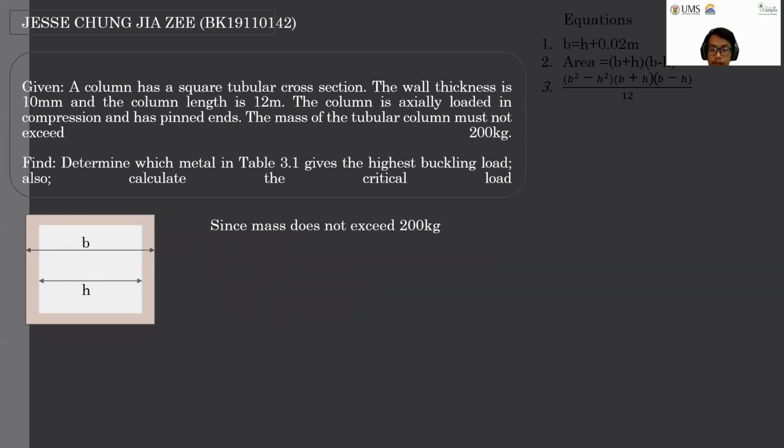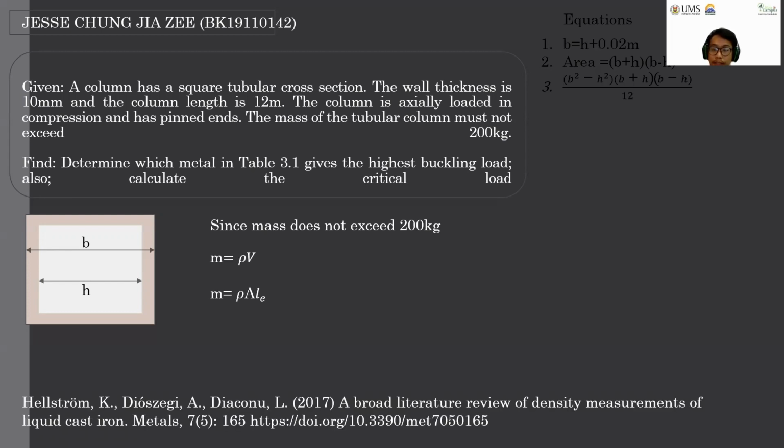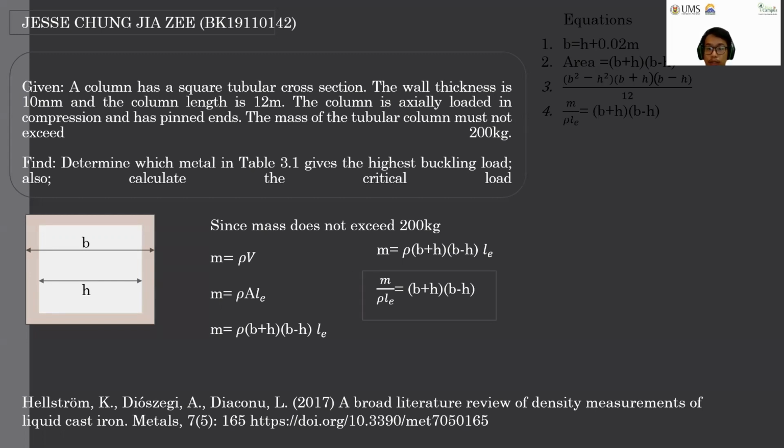Next, it is known that the tubular column must not exceed 200 kg. From this understanding, we know that density plays a role in this equation. Hence, mass is equal to density times volume, and volume is equal to the area times the length of the tubular column. Hence, the equation will be as such. We then rearrange the equation so that we can substitute the density equation into the moment of inertia, which is on the next slide.